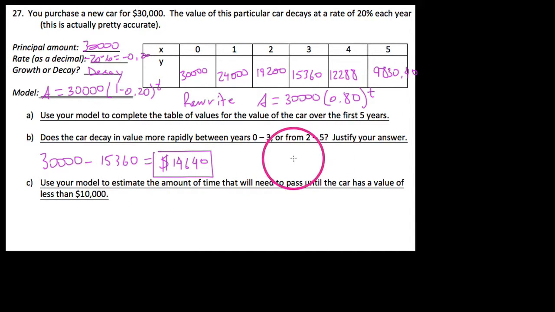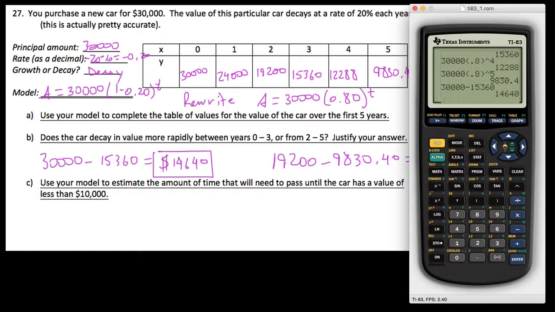But from the second year to the fifth year, that would be 19,200 minus 9,830.40. And in this case, we also get a dollar amount. You're going to notice, though, it's going to be less of a change between those years than in the first 3 years. And the real question is, why does this happen? Why does it change so much in the first 3 years?